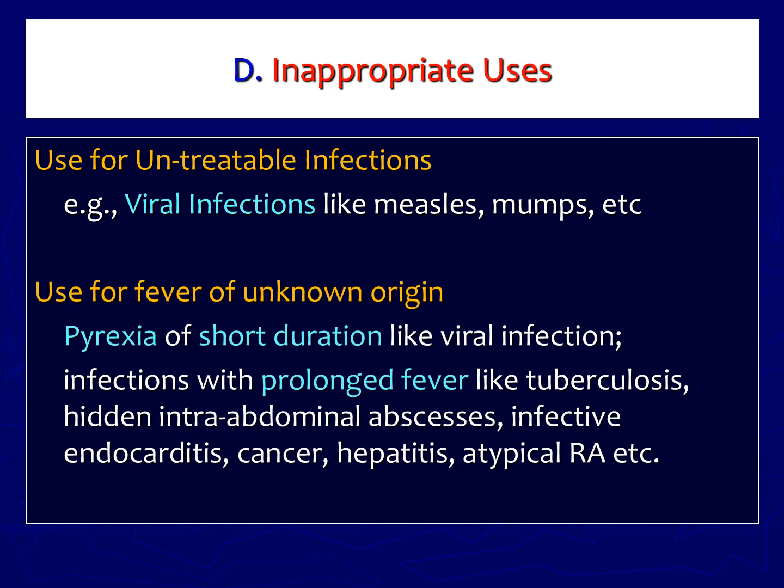Similarly, a patient suffering from fever, long fever for days and weeks, and no proper reason has been isolated or detected. So, fever of unknown origin. It may be of short duration like viral infection, or infection with prolonged fever like tuberculosis, and we are unable to diagnose that tuberculosis, or some hidden infection, some abscess, intra-abdominal abscess, subphrenic abscess under the diaphragm, infective endocarditis, or some cancer, some hepatitis, or some atypical rheumatoid arthritis patient. So fever may be due to so many reasons. But don't forget, there may be some drug-induced fever also. So there we have to stop the drug.